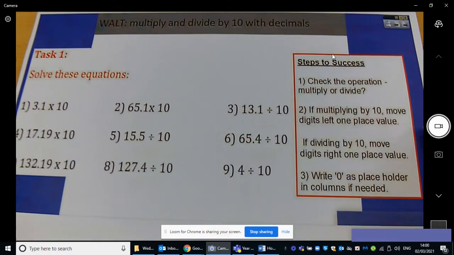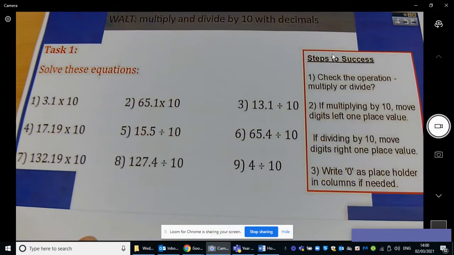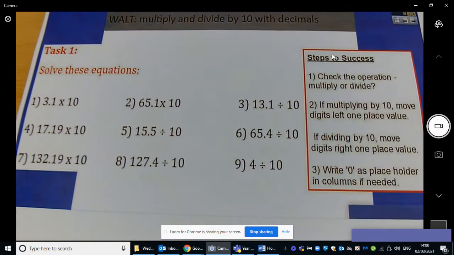What you've got here is 9 questions, 9 equations that I would like you to solve, where you're either going to be dividing by 10 or multiplying by 10. So, pause the video now, and can you crack on with these 9 questions here? Best of luck.